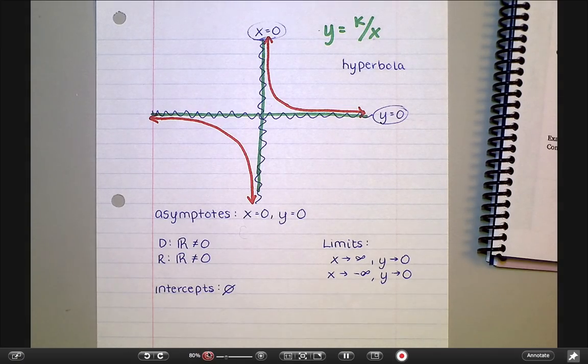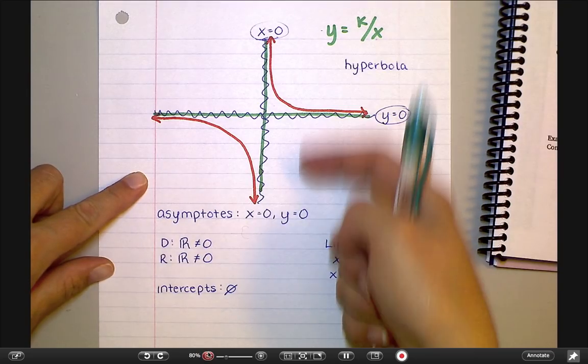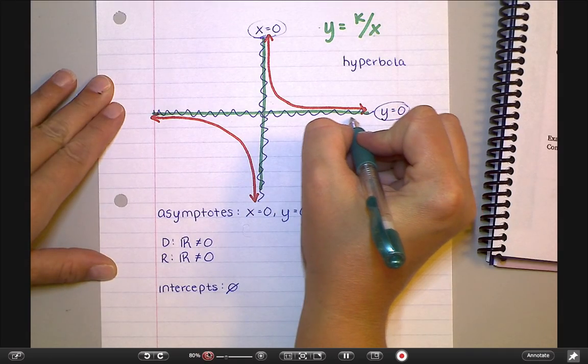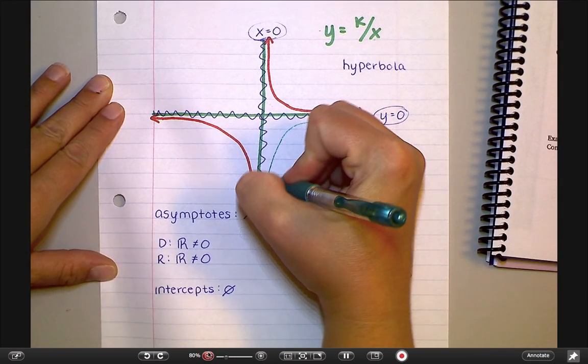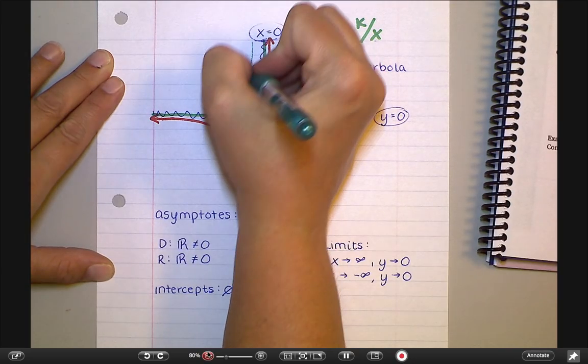Now, the only other thing that we didn't really look at is how does this graph change if I decide to make my k value negative? And I'm hoping you've seen a pattern here that with all of our graphs, when we make our k value negative, what it really does is flip it upside down. It flips it vertically. And so what's going to happen here is your branches are just going to switch to the opposite quadrants. Okay? So I'm going to draw this in here and this in here.